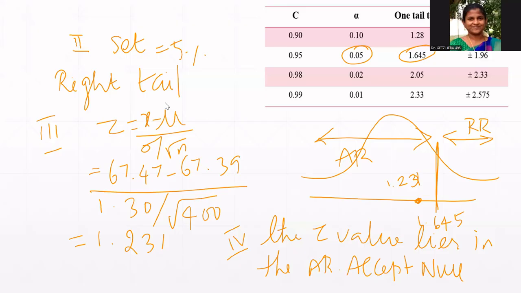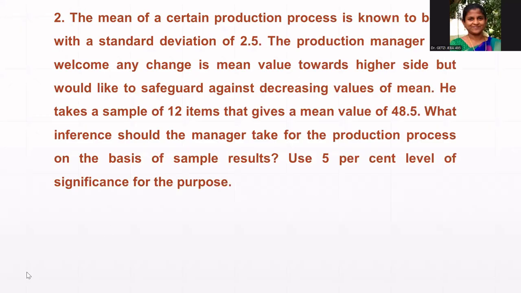So the next example. Now we'll see this question. First, let us write the given values. It is said that the mean of a certain production process is known to be 50 with a standard deviation of 2.5. So if we write the given values, the mean is equal to 50 with a standard deviation of 2.5.